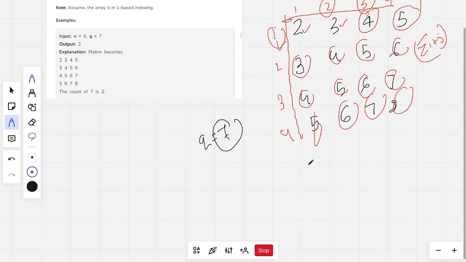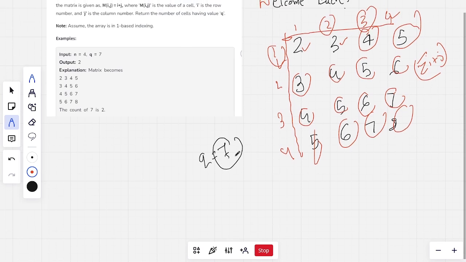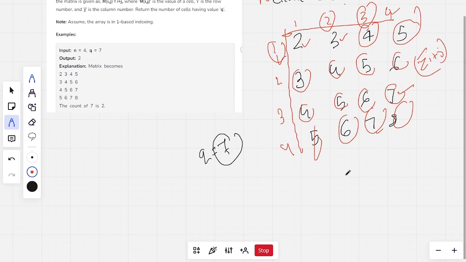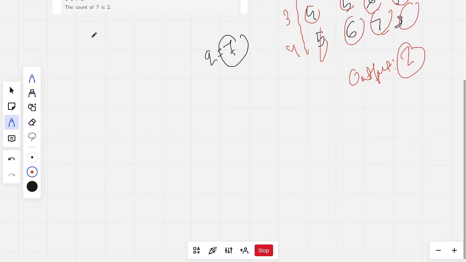Now you have to see, they have said that you are given a number, 7. So how many times does this particular 7 occur within this matrix? You can see 7 is occurring once and twice. So the output equals 2. So this is what we have to do. So how are we going to do this?